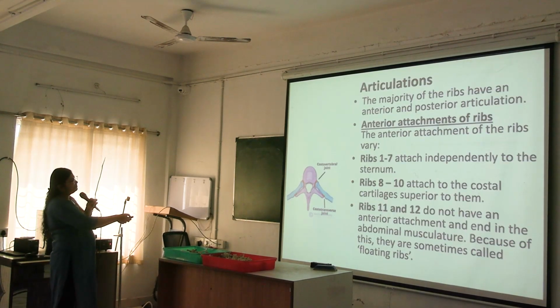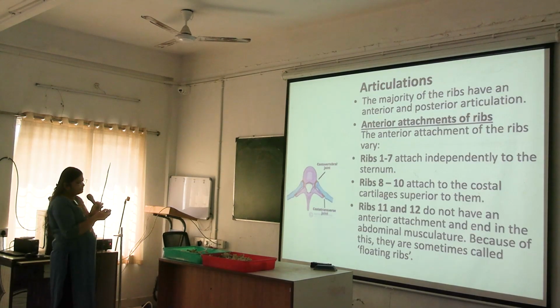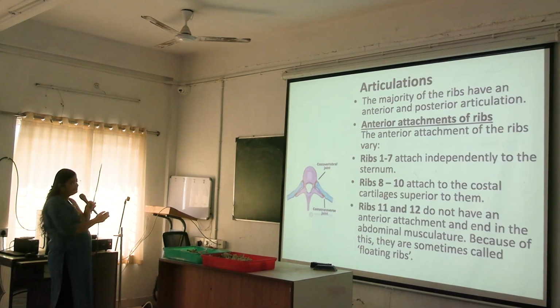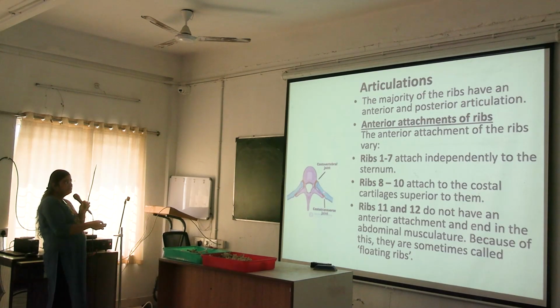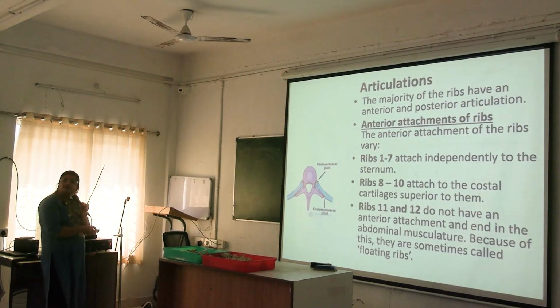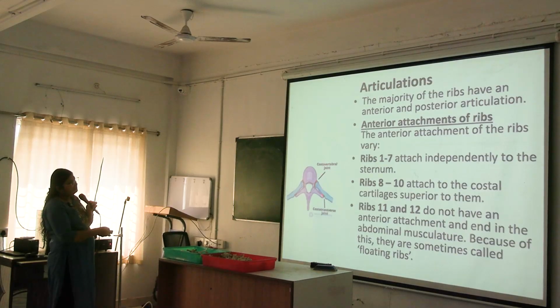And see these articulations, they are forming joints: the costovertebral joint where the head is articulating, and the costotransverse joint where the tubercle is articulating with the transverse process. So these names of joints are important. The head forms the costovertebral joint and the tubercle forms the costotransverse joint.